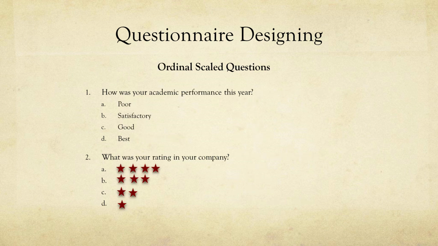Next is ordinal scale. A few examples are, how was your academic performance this year? Some of them will click on poor, some satisfactory, good, best. So, poor, satisfactory, good, and best, they can be in the form of rating as well. Similarly, in the next question, what was the rating in your company? There are star ratings given, and you can choose whichever rating you got in your company. These are in the form of ordinal.